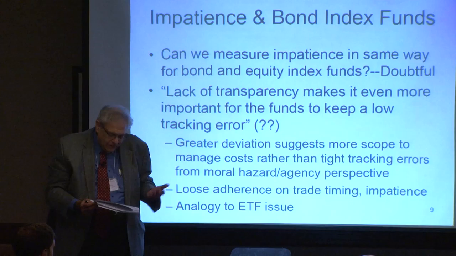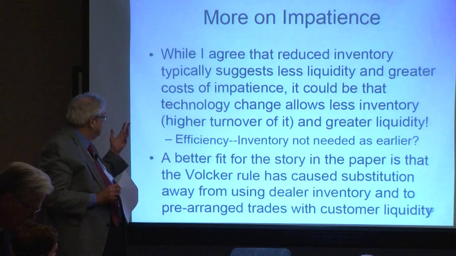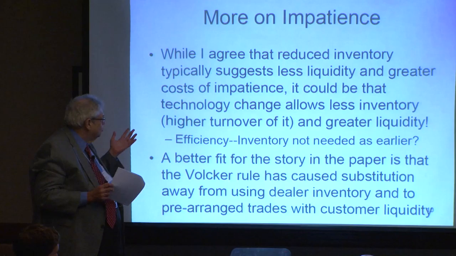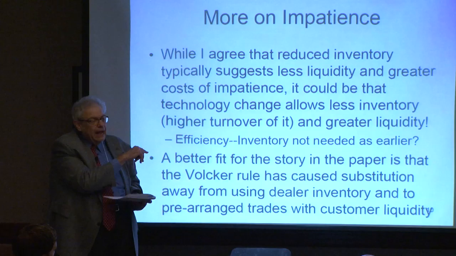This is analogous to issues that arise with ETFs as well. So while I agree also that reduced liquidity typically suggests that there's less liquidity and greater cost of impatience, I also want to suggest an alternative. It could be that there was technological change which allowed there to be less liquidity and higher turnover, and then there would be greater liquidity. And that issue was never really taken on. Now, of course, that's not what I think is really happening in the sample, so I don't want to say that.